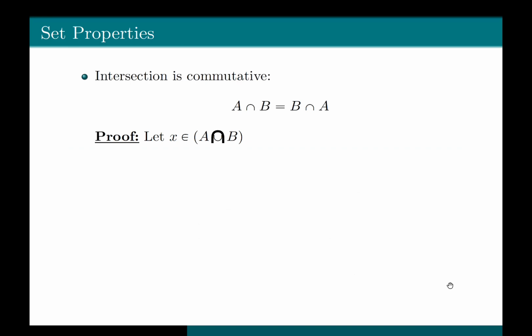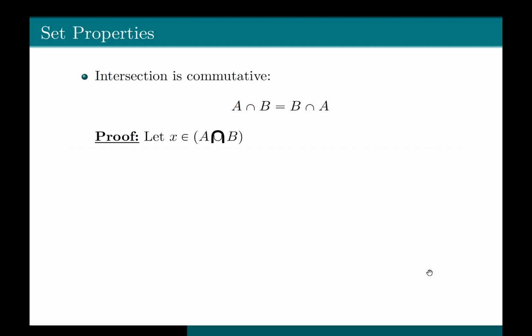A intersection B is equal to B intersection A. We'll use the similar thing which we have done in the last proof. That is, we will prove that A intersection B is a subset of B intersection A. We will prove that B intersection A is a subset of A intersection B, and we will have our proof.